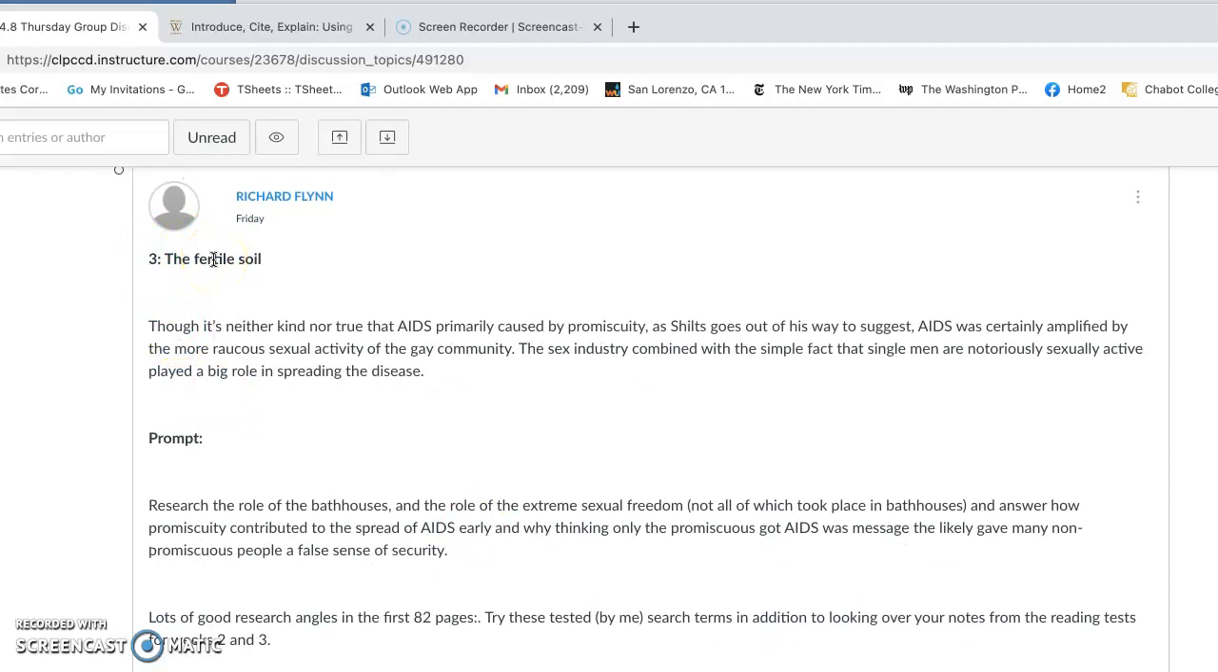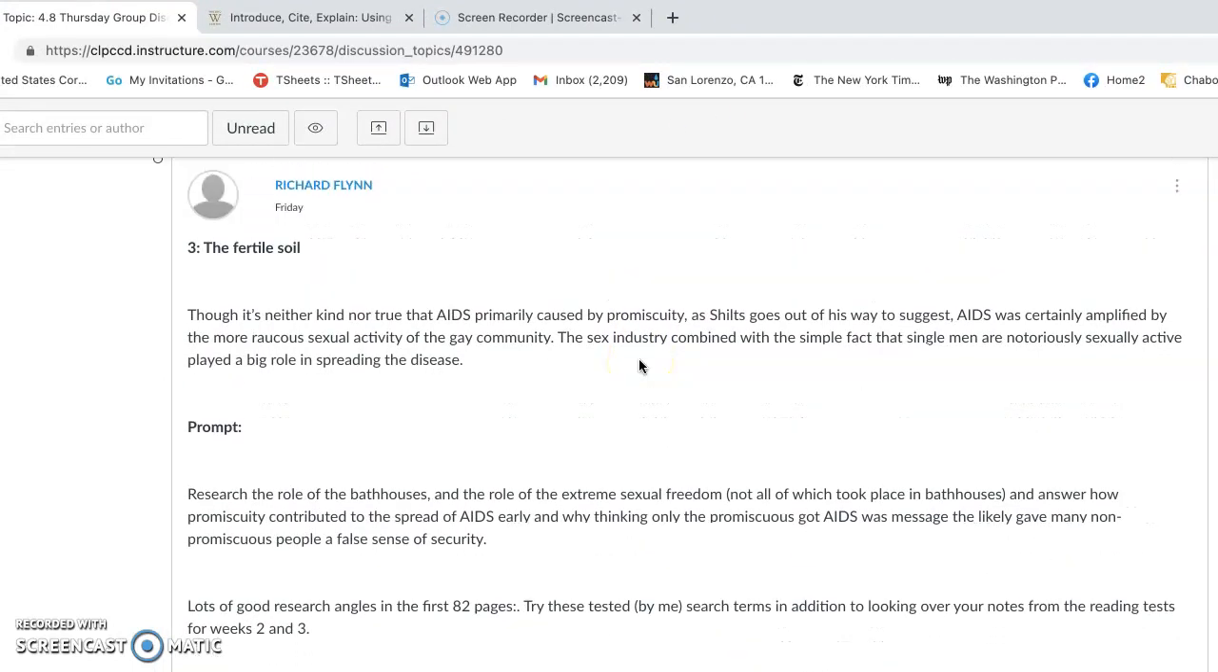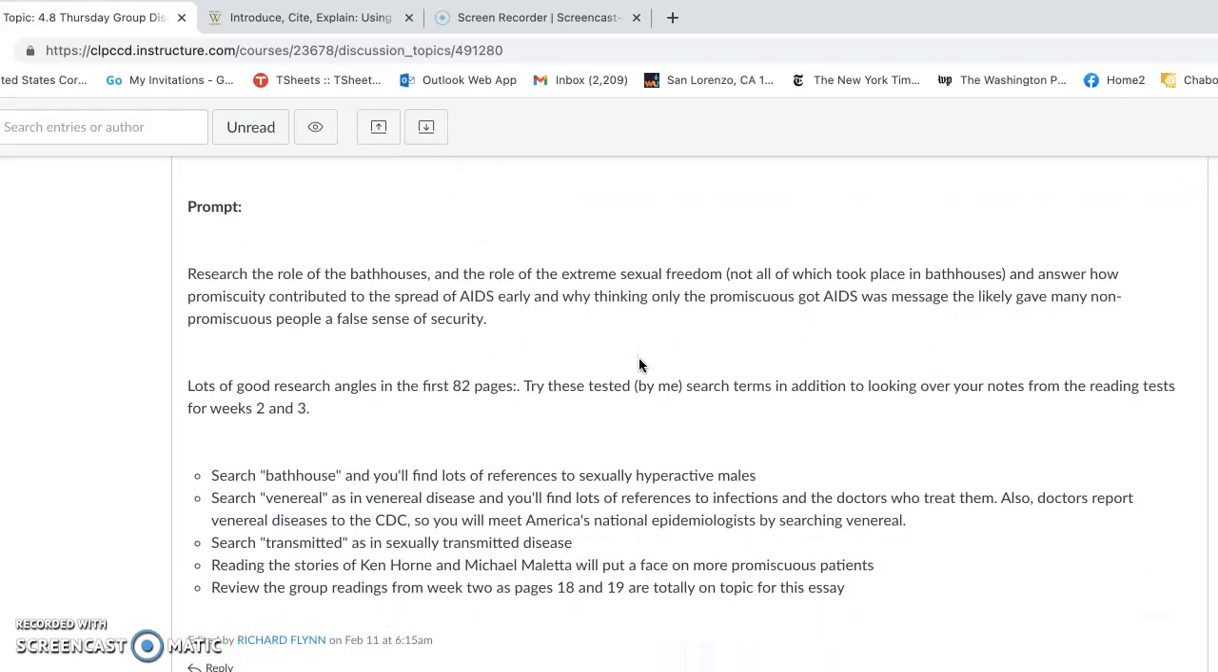Schultz develops this at length, talking about how the raucous gay sex life provided fertile ground for the AIDS epidemic. I think he's wrong, and I don't want to go into that too much, but by 1980, you didn't have to be promiscuous. You just had to be unlucky. But nonetheless, that's his theme.